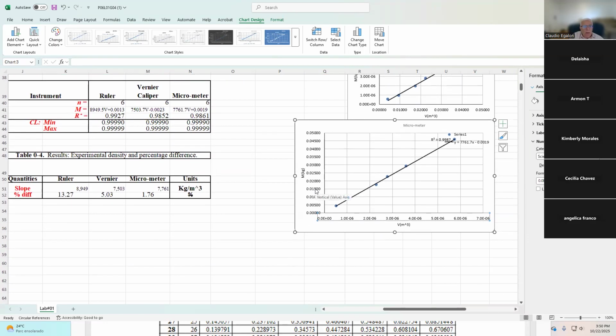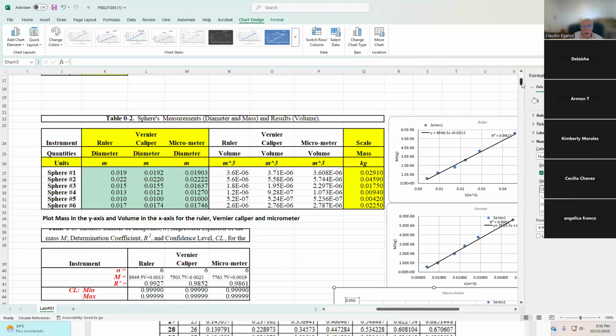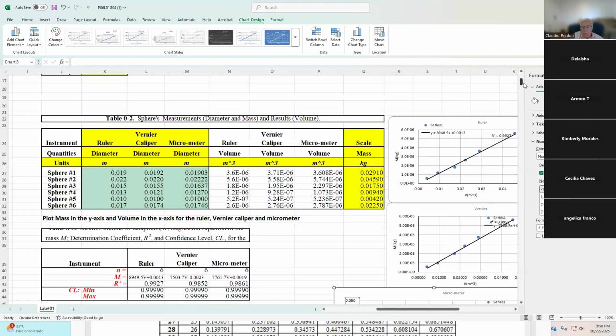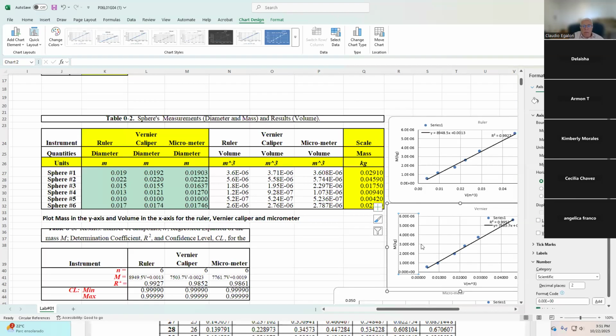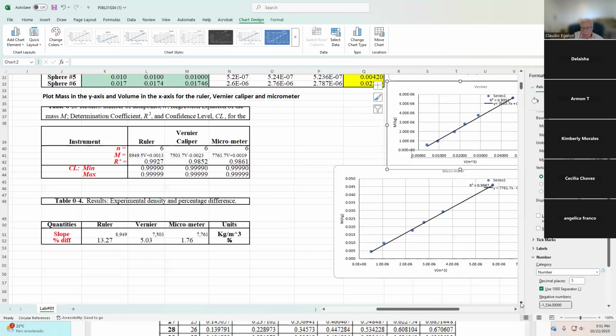Here's the same thing, right? You put 1, 2, 3, 4, 5. You can have only 3. Kilogram per cubic meter. Decimal places, you can eliminate decimal places here, right? Those are suggestions. And anybody else?